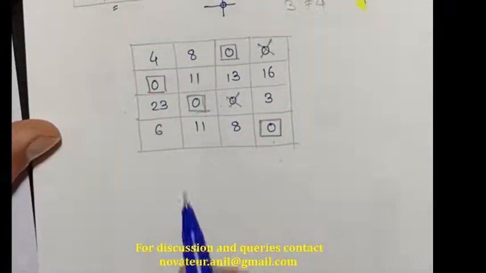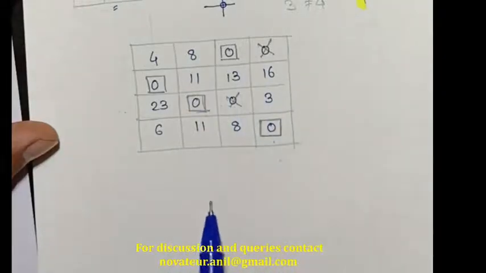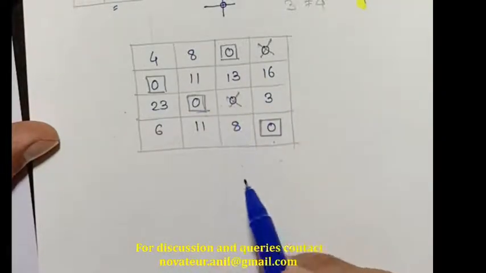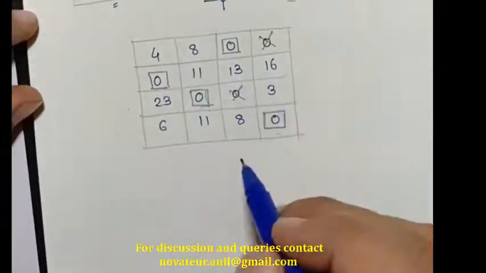So now what is the cross check? That each row has only one zero assigned. This is a cross check. There should not be two zeros in a single row. So now all the zeros are assigned.